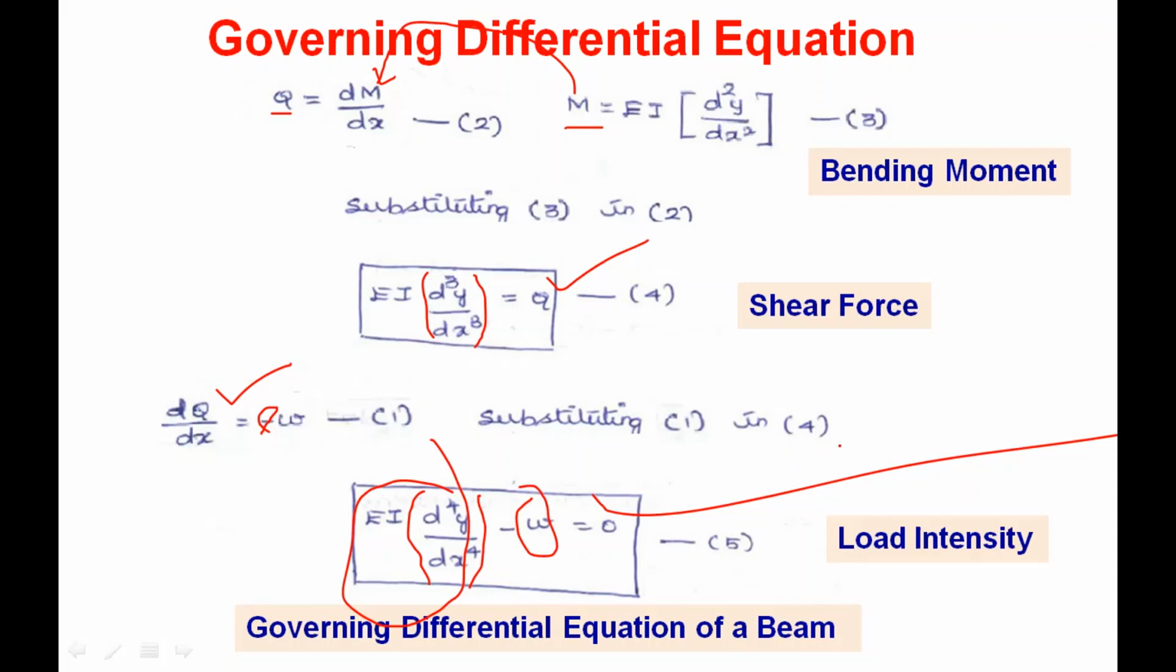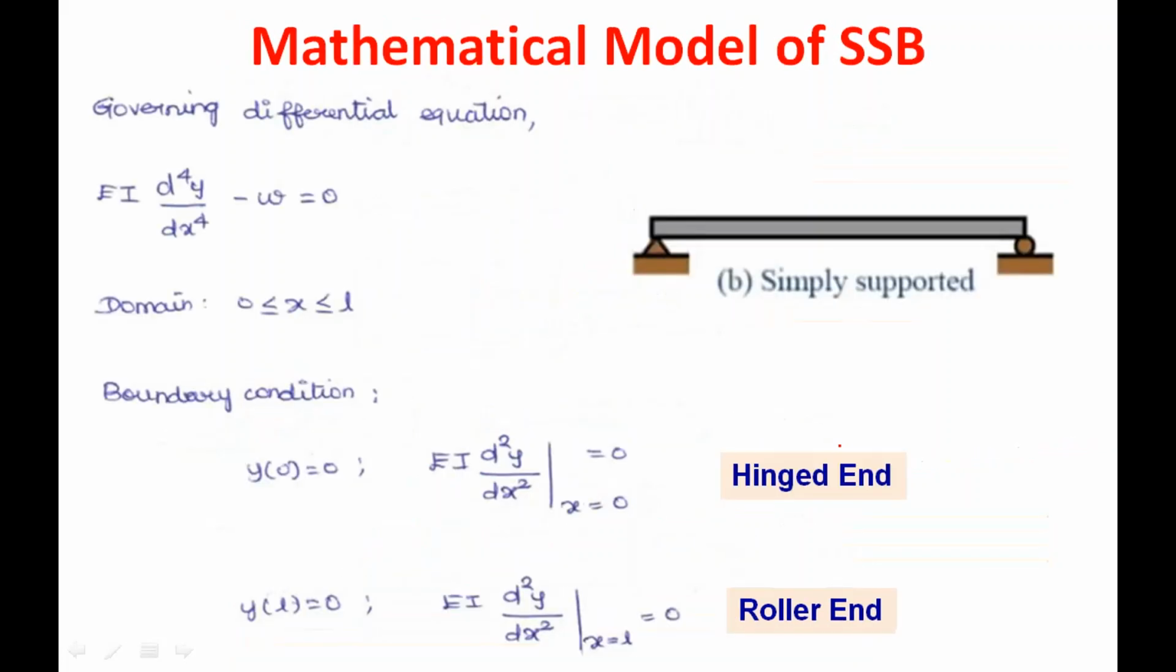Then how to differentiate the types of beam mathematically? That is only based on the boundary condition we are going to apply. So that you will see. In case of a mathematical model, we have to define three things: one is the governing differential equation, another one is the domain, and the boundary condition.